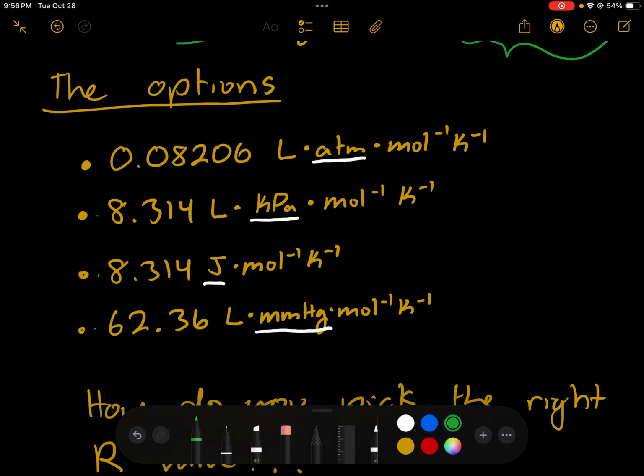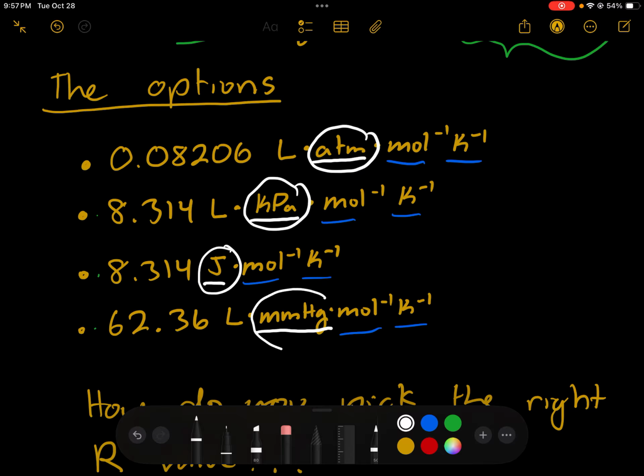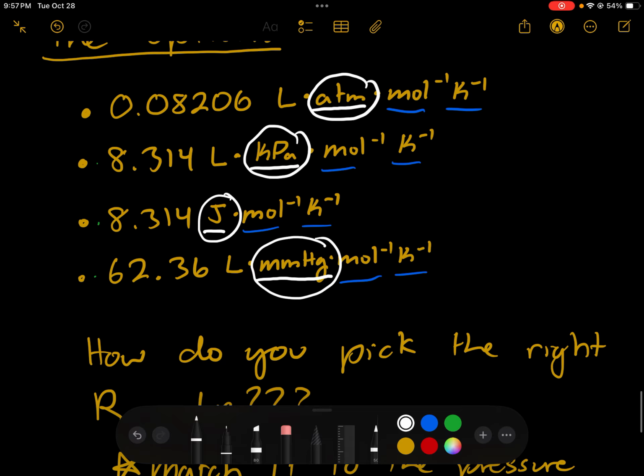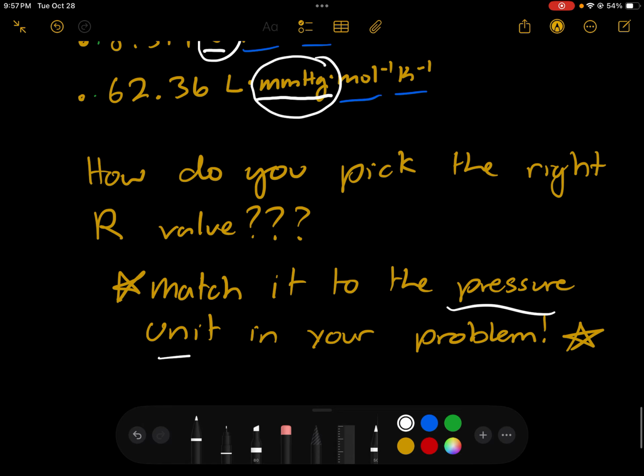62.36. But I want to point something out about their units real quick. The units of most of these are pretty similar. Like I'm seeing Kelvin to the negative first in all of these. I'm seeing moles to the negative first in all of these. But what's absolutely, absolutely different between them is the pressure bit. Technically, joules isn't pressure, it's energy, but that is the difference between these R values. So if you're trying to pick the correct R to use, all you have to do is look at the pressure unit in your problem.